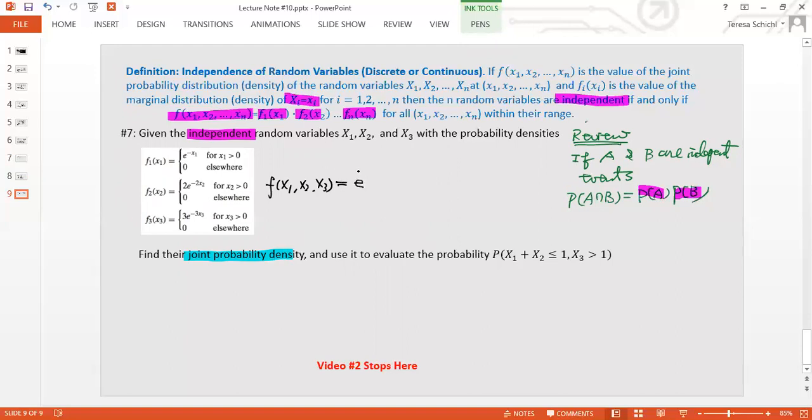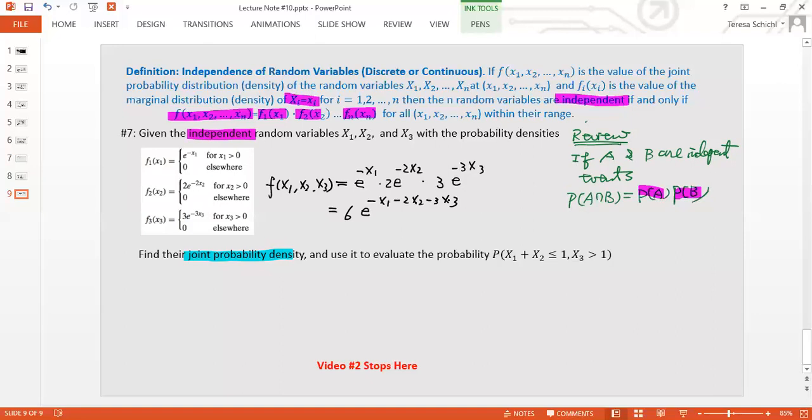So it will be e to the negative x1, times 2e to the negative 2x2, times 3e to the negative 3x3. Combining a little bit, this is 6e to the negative, okay, so it's negative x1 minus 2x2 minus 3x3.